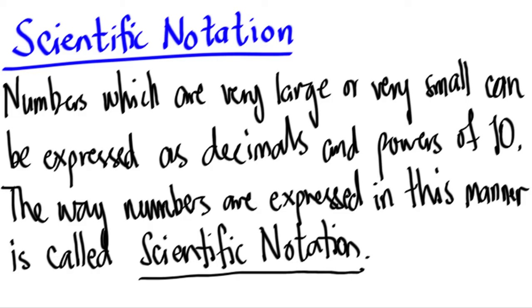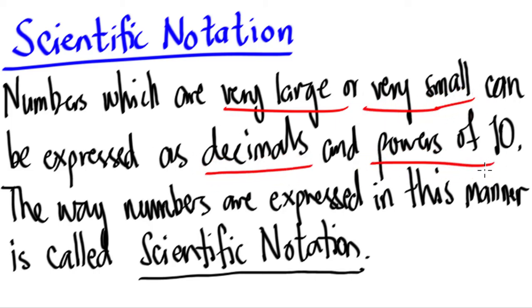We have here our next set of videos in the decimals. And now we're going to talk about scientific notation. Numbers which are often very large or very small in quantity can be expressed as decimals with powers of 10. The way numbers are expressed in this manner is what we call scientific notation.